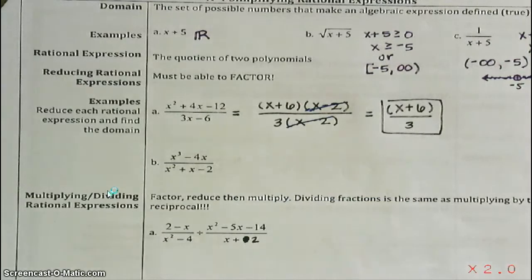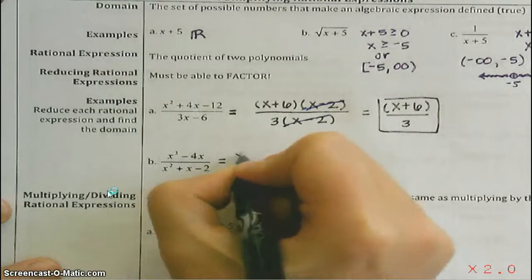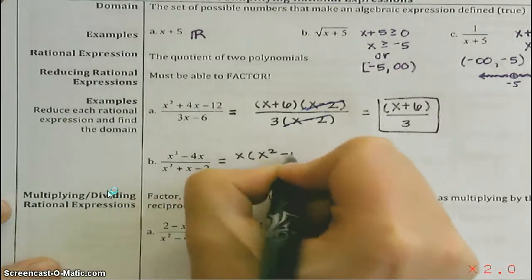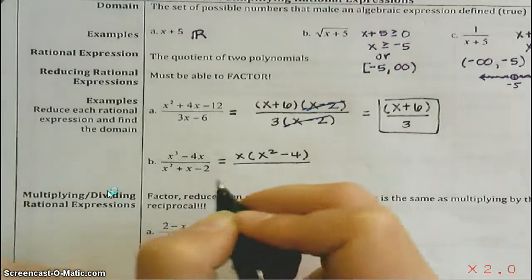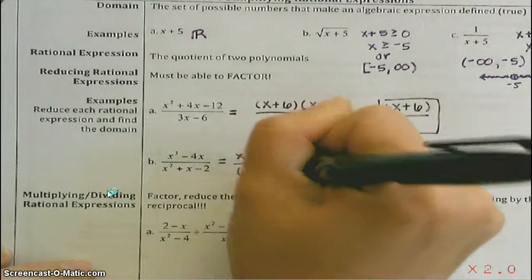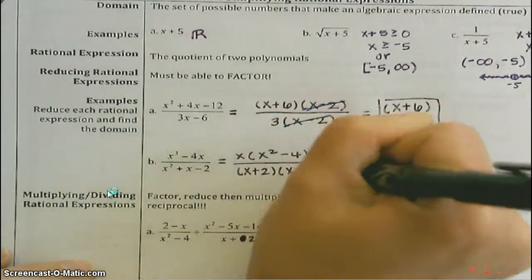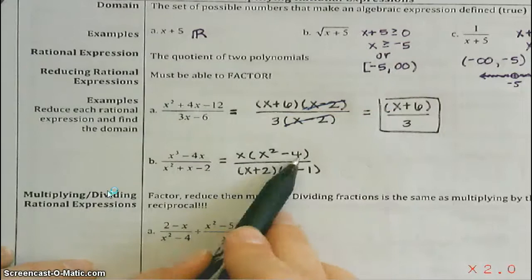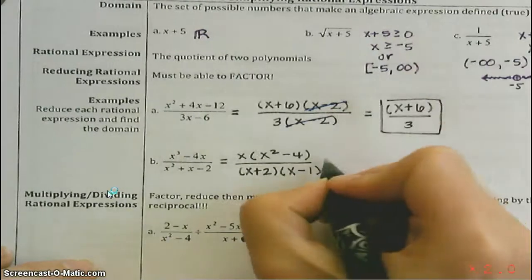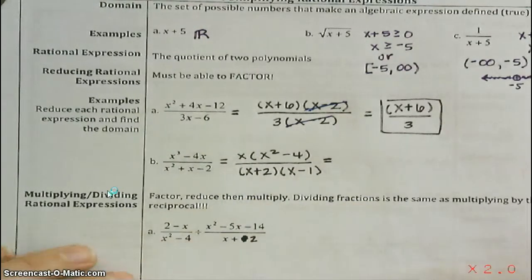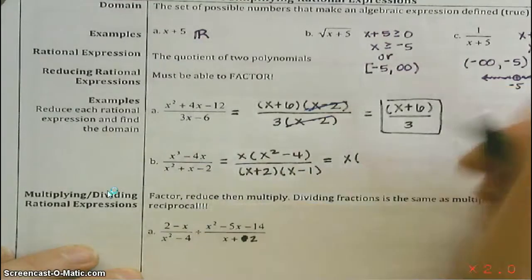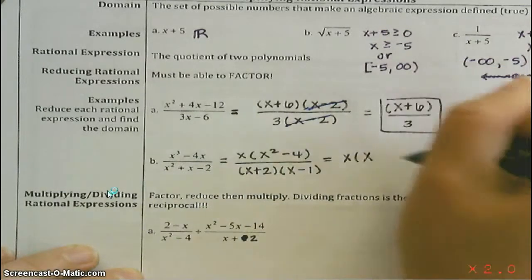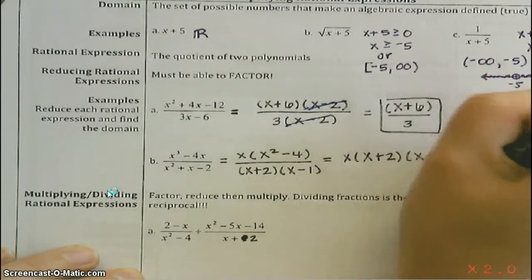Sometimes you might need to do a couple of steps to factor it all the way. For example, on the top part of B, you can factor an x out, which leaves you with x² minus 4 on the inside. On the bottom, you can factor x² plus x minus 2 into x plus 2, x minus 1. This binomial right here is the difference of two squares. If you remember, that is one of the properties we learned about in the A3 notes. It factors into the sum and difference of the first and second term, so it's going to be x plus 2, x minus 2.